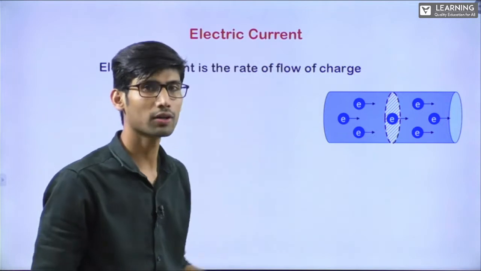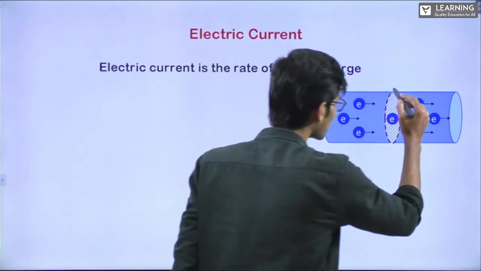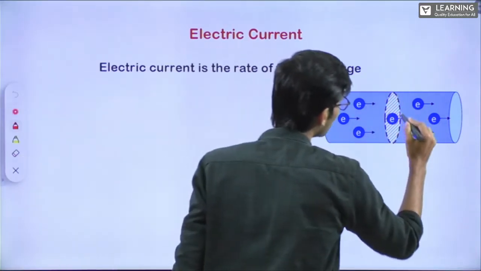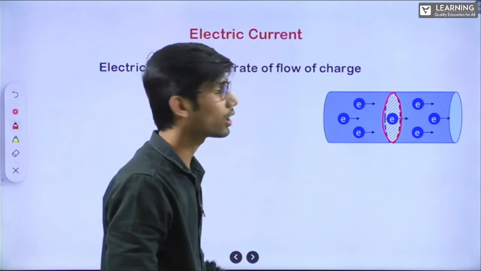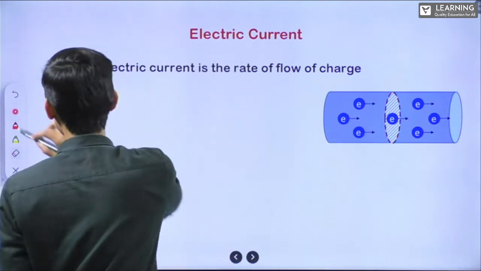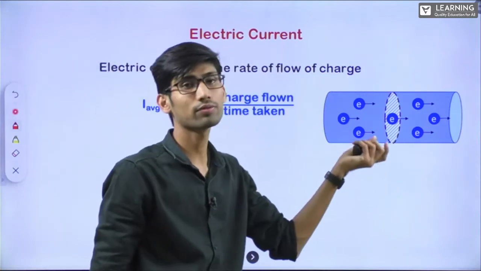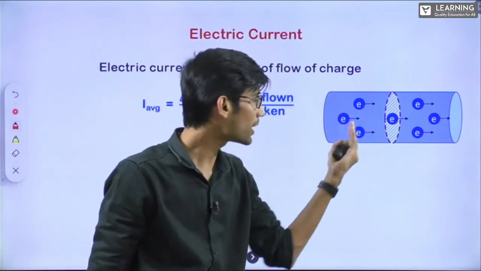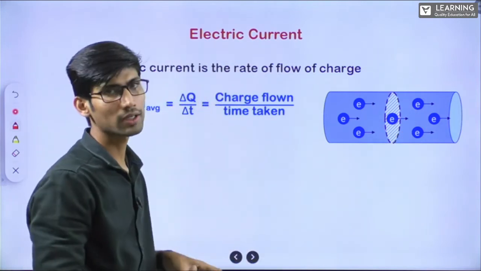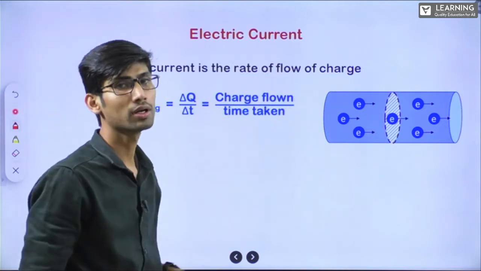Suppose this is a conductor. Here, if we provide potential difference, the charge will start moving. Let's suppose this is the cross-section area. From this cross-section area, if I just want to know how many electrons are passing in how much time, number of electrons passing in a unit time is current. Clear? So from here, number of electrons means the amount of charge passing this per unit time is current. I average is equal to delta Q by delta T, amount of charge flowing from that cross section per unit time, charge flown upon time taken.